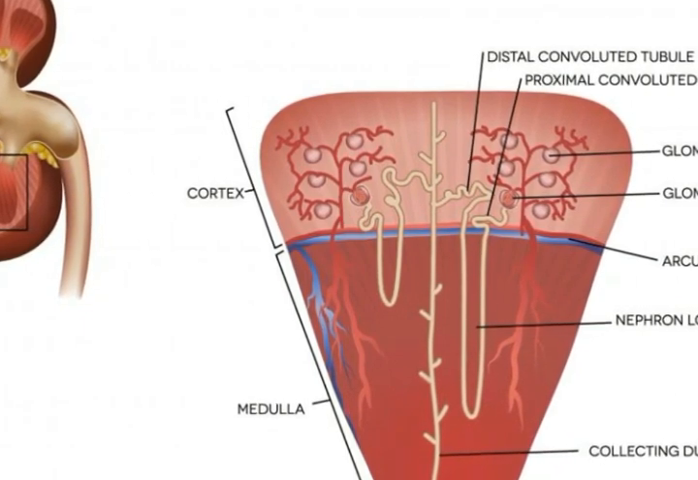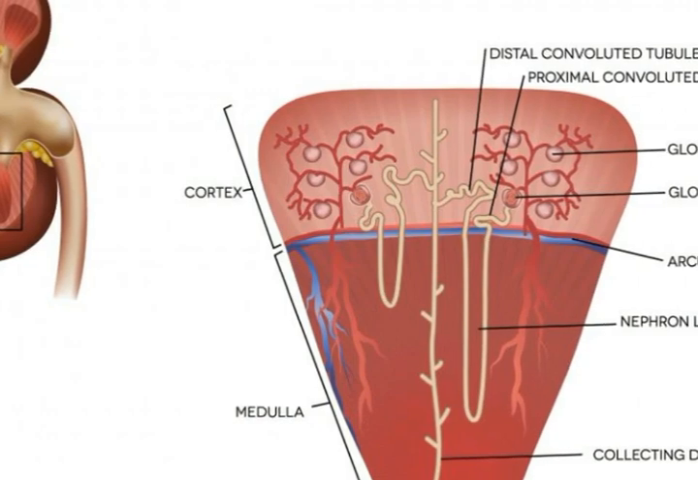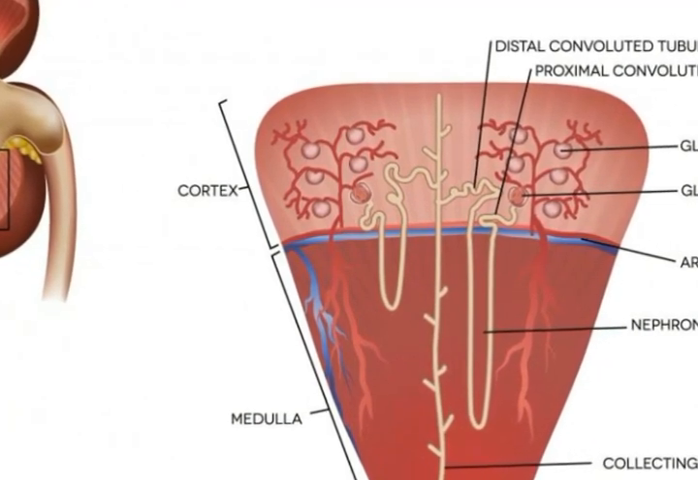The distal convoluted tubule also helps regulate sodium, potassium, and calcium levels in the blood.